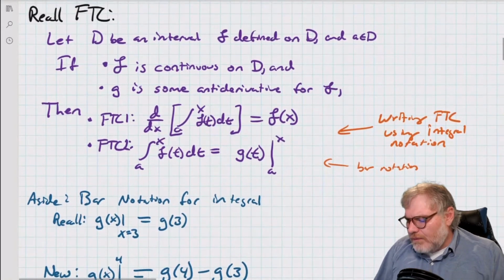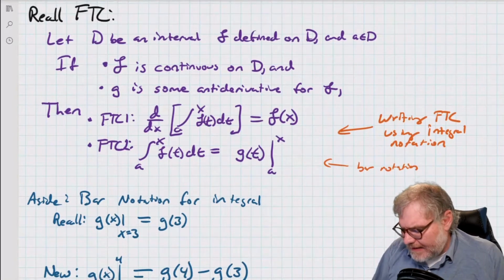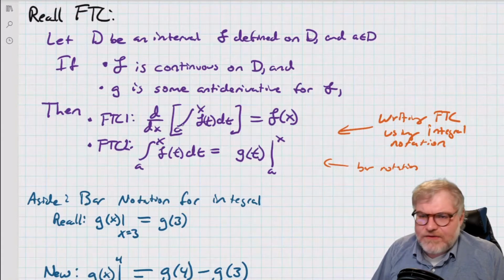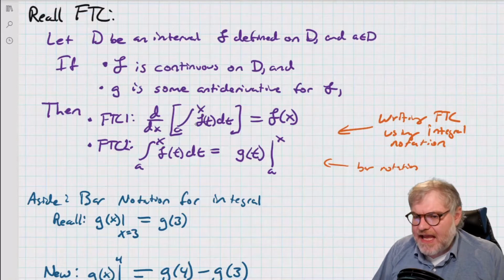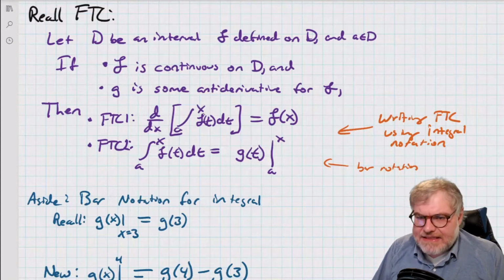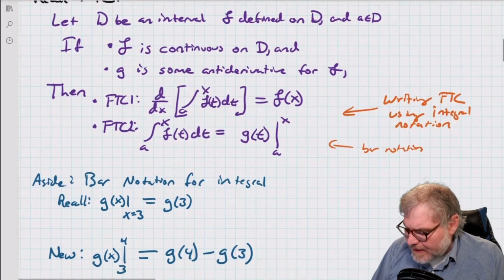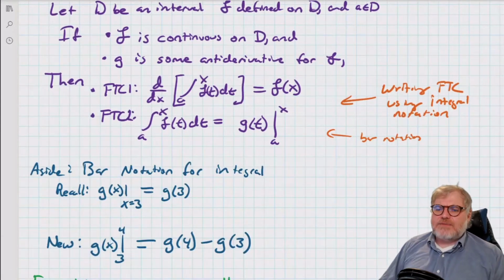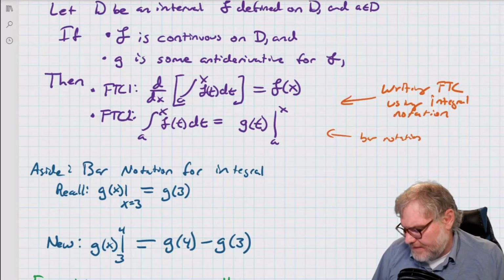Okay. So we can rewrite the fundamental theorem of calculus to say if f is continuous on D and g is some antiderivative, then instead of the derivative of F_a of x being f of x, we'll say that the derivative with respect to x of the integral from a to x of f of t dt is f of x. And notice that the action happens at the top point. That's the thing that's moving. That's where the action is.